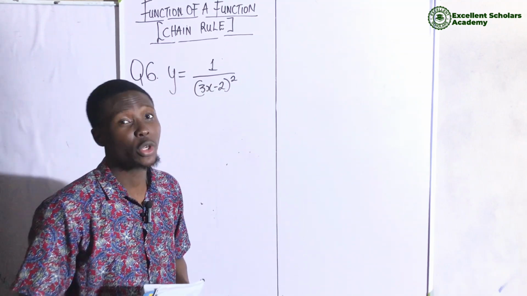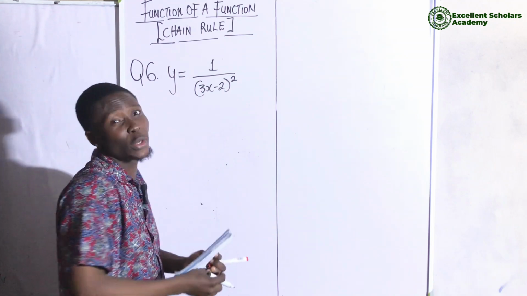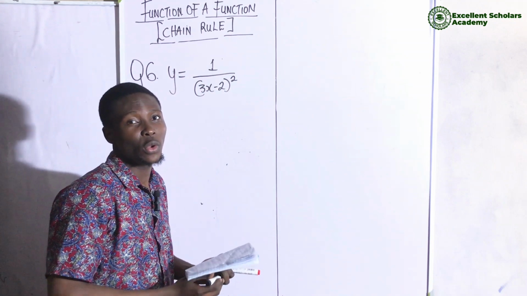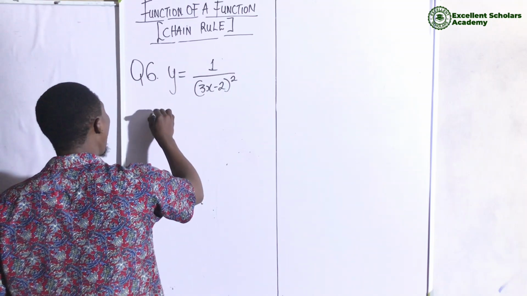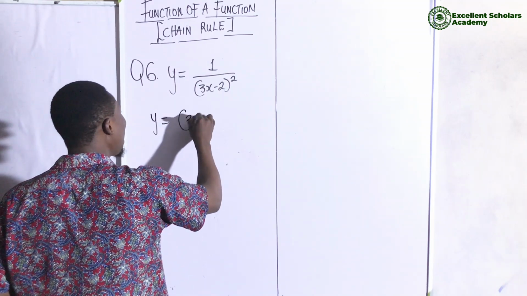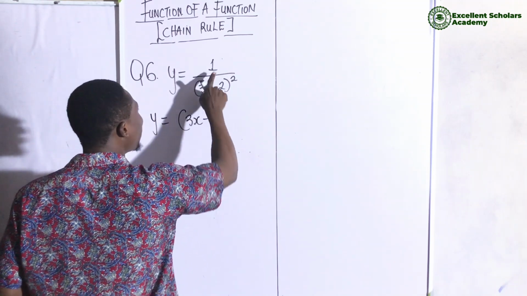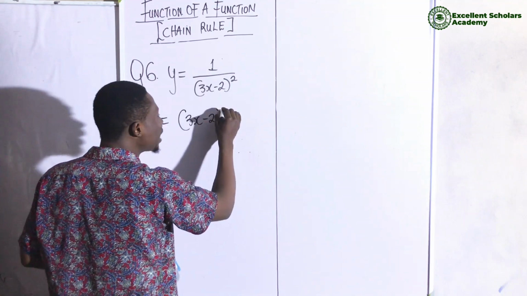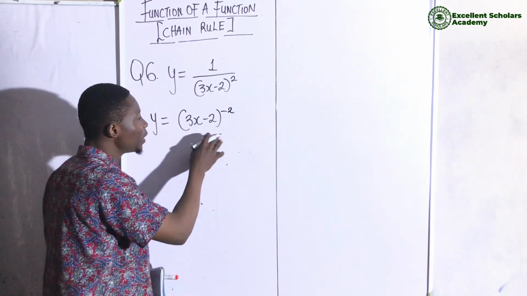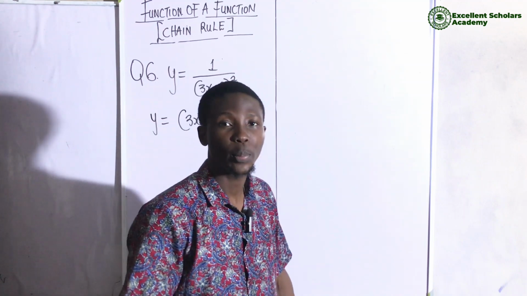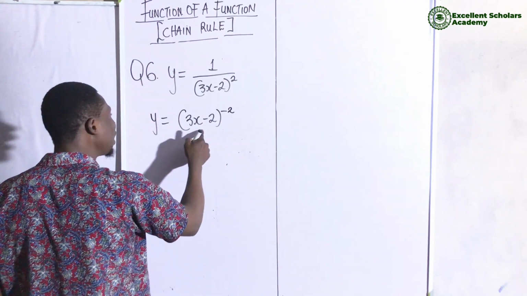You have to represent this in form of indices. So I could also express this as y equal to (3x minus 2) all to the power of minus 2. So y equals (3x minus 2) to the power of minus 2. Now, finally, you can say let u be equal to 3x minus 2.